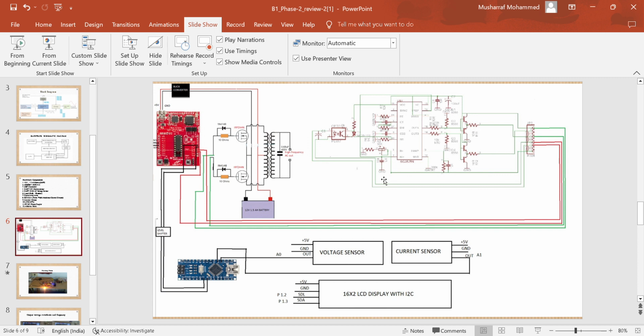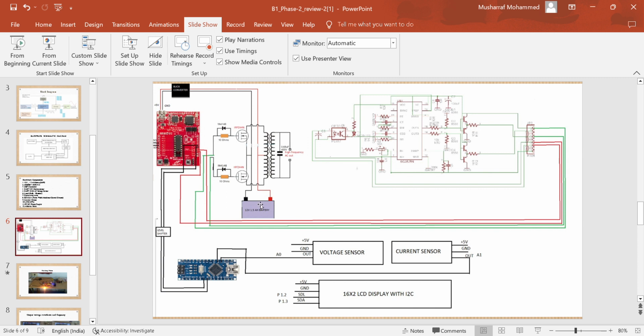The 5 volt supply is connected to various electronic components such as the LCD displays, voltage and current sensors, MSP, and Nano controller, which obviously operate at a 5 volt DC supply. Simultaneously, the 12 volt supply is given to the inverter circuit as well as the center tapped ferrite transformer, as it is a 12-0-12 volt transformer. Further, it is given to the Arduino Nano.